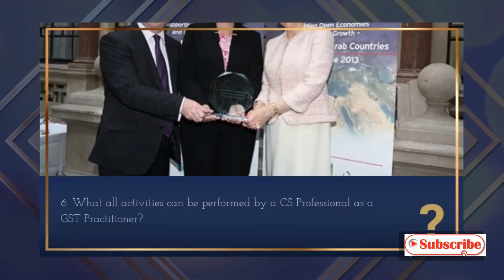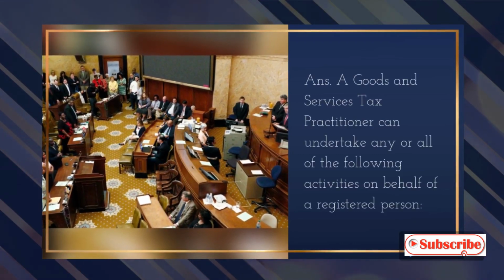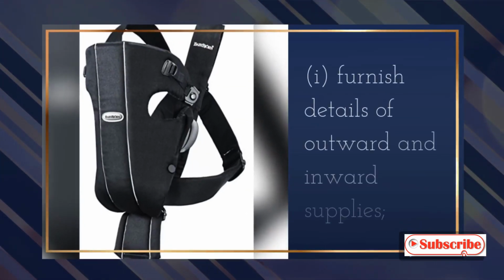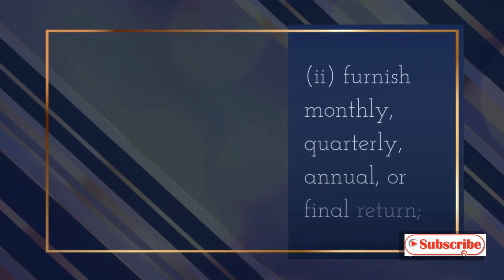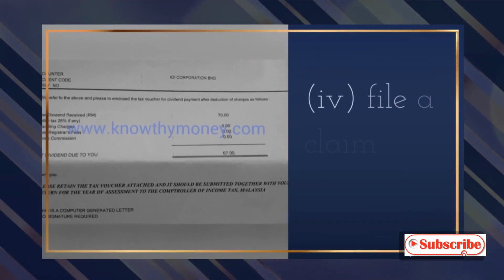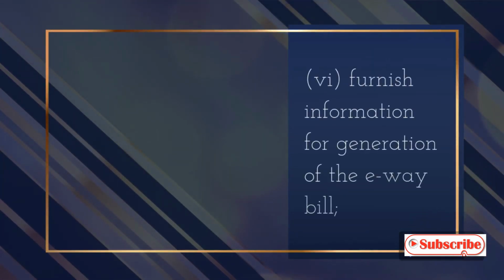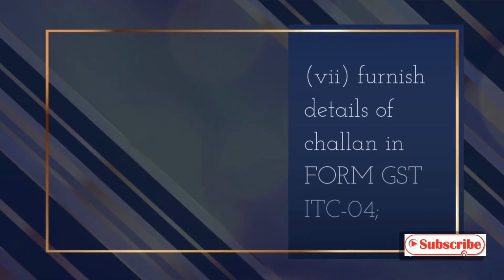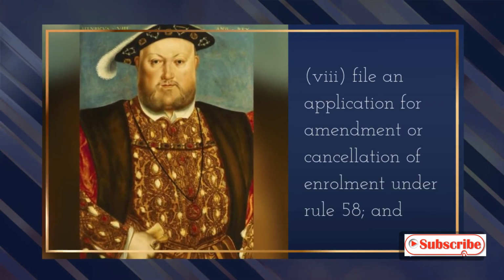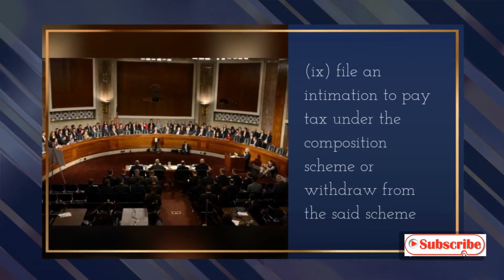Question number 6. What all activities can be performed by a CS professional as a GST practitioner? Answer. A goods and services tax practitioner can undertake any or all of the following activities on behalf of a registered person. Furnish details of outward and inward supplies. Furnish monthly, quarterly, annual, or final return. Make a deposit for credit into the electronic cash ledger. File a claim for refund. File an application for amendment or cancellation of registration. Furnish information for generation of the e-way bill. Furnish details of challan in Form GST ITC 04. File an application for amendment or cancellation of enrollment under Rule 58, and file an intimation to pay tax under the composition scheme or withdraw from the said scheme.